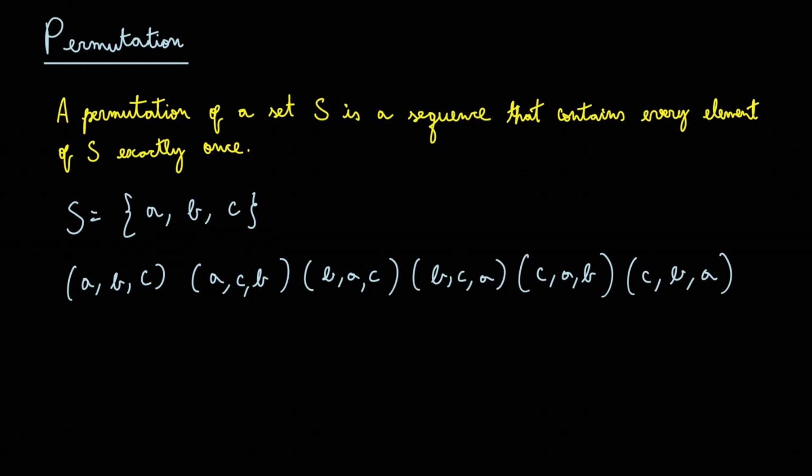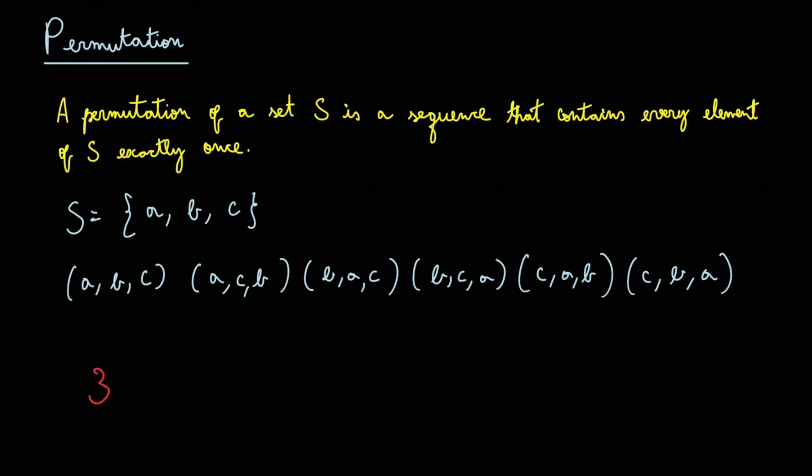Now, suppose you have an n-element set. How many permutations of that set are there? We will use the generalized product rule, and let's first look at this example we have here. So we want to know how many ways we can arrange the three elements of this set. How many choices do we have for the first element? Well, for the first one, we can choose A, B, or C, right?